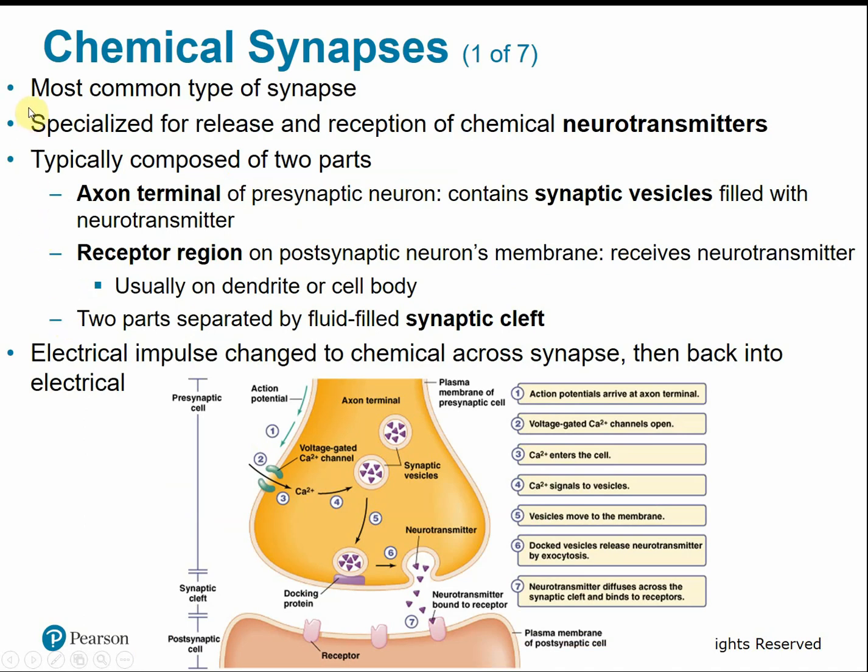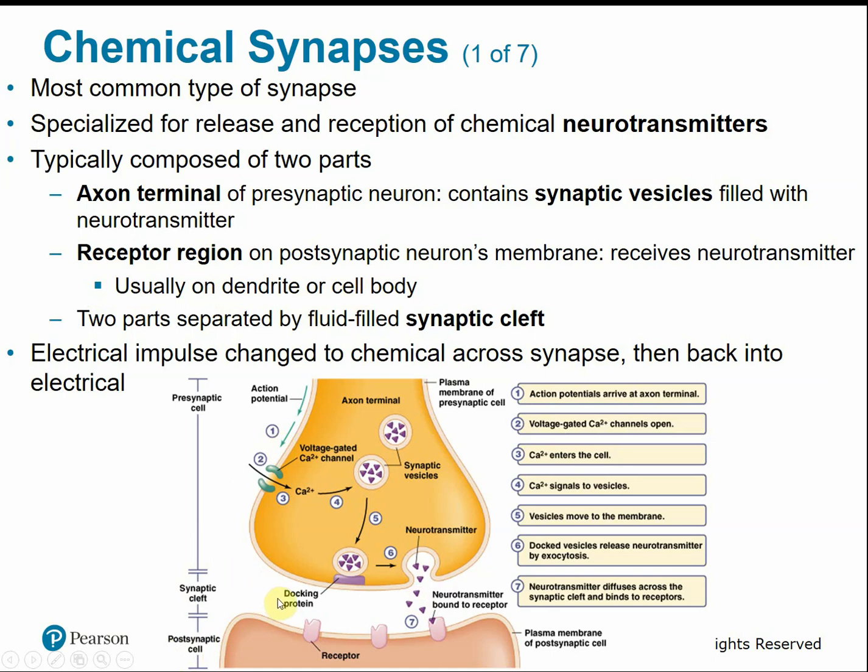Chemical synapses are the most common type. We've talked about these before with the neuromuscular junction and muscle contraction. These are specialized for release and reception of chemical messengers called neurotransmitters. Chemical synapses typically are composed of two parts. You have the axon terminal of your presynaptic neuron, our sending cell, that contains synaptic vesicles, or just little sacs of neurotransmitter. The receptor region is located on the postsynaptic cell membrane, so it's going to receive that neurotransmitter chemical messenger. This is typically going to be on the dendrites or a cell body.